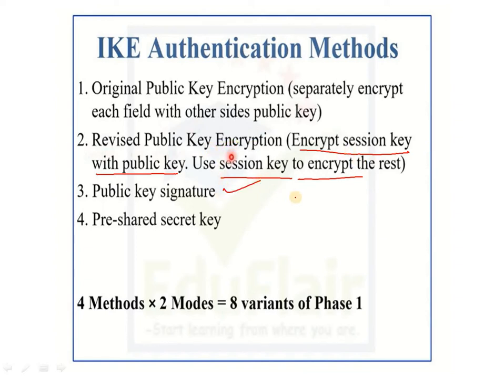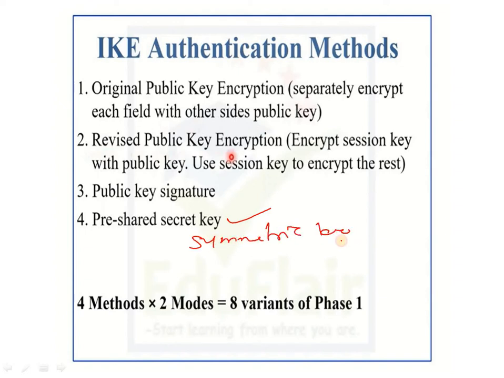Then digital signature, you know already. So how to generate a digital signature? We have to encrypt it by using the private key, and the receiver will decrypt it by using the public key. So this is how the public key signature works. And then pre-shared secret key. This is a secret key exchange algorithm, or symmetric key authentication. So we have a secret key that is shared between sender and receiver.